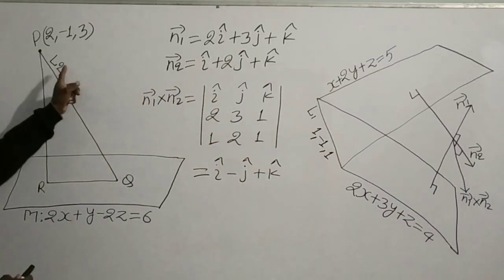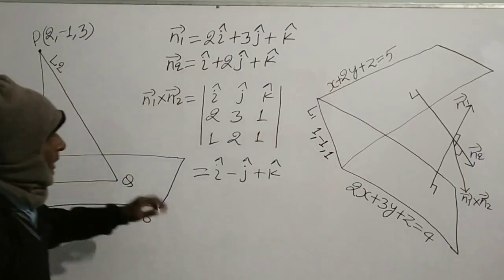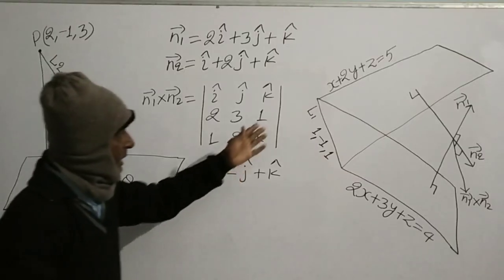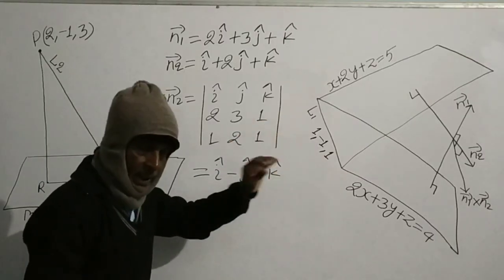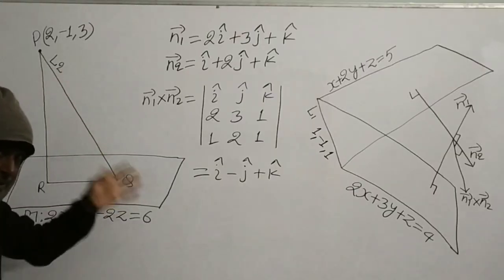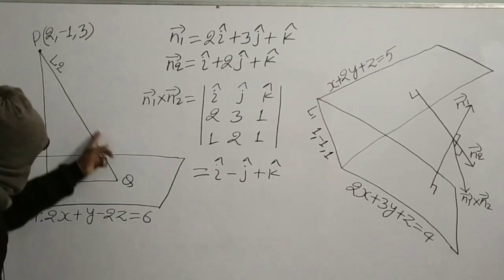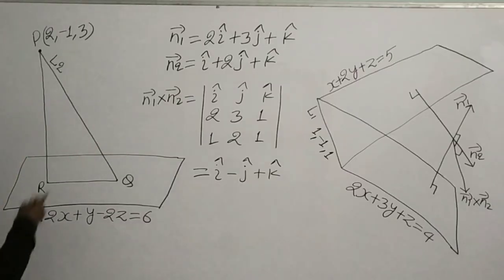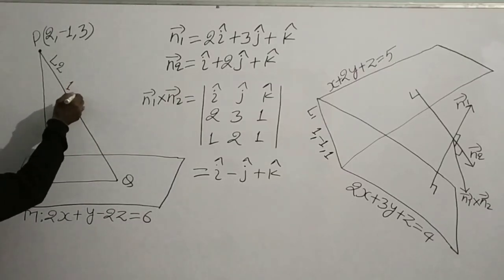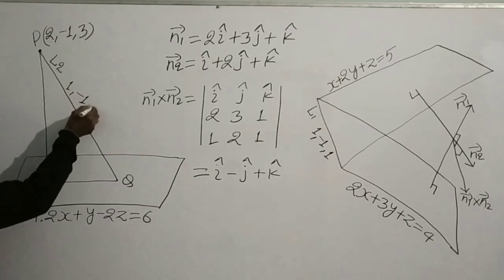Since L2 is parallel to L1, if two lines are parallel, then direction ratio of one can be written as direction ratio of another line. Therefore, direction ratio of this line L2 can be written as 1, minus 1, 1.